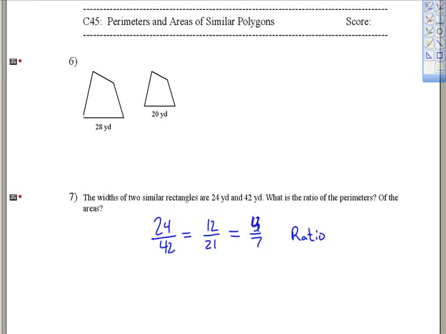So it should be 3 and 7 then, right? Ratio of perimeter. And then the ratio of the area would be what? Yep, 9/49. So just square that perimeter ratio and we're done.